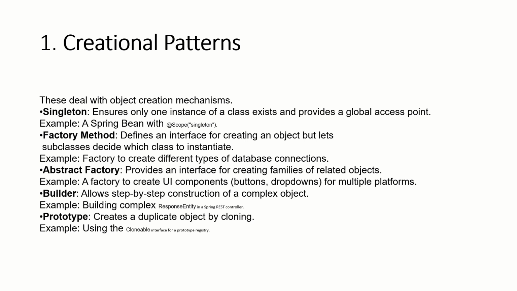Let's say you have platforms Mac and OS, and you have to design UI components for them, with buttons and drop downs. So you have separate buttons and separate drop downs for Mac and OS. That is where it says that it provides an interface for creating families of related objects. So this is what abstract factory is. When we implement it, you will get a better idea of it.